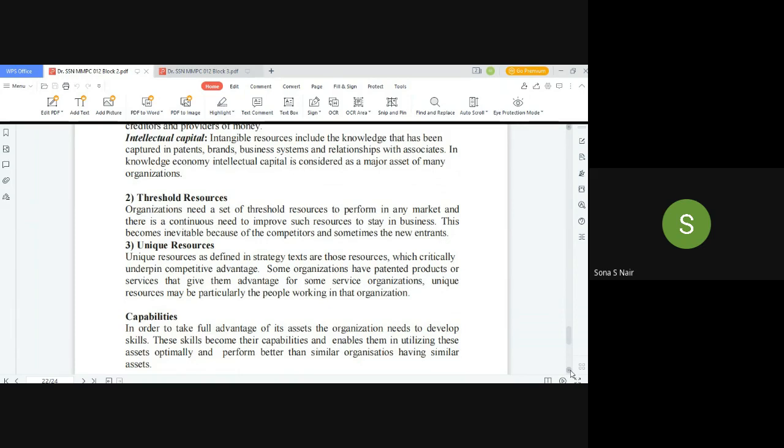When we come to the discussion of all these topics, all these components, we'll take an example and then we'll see exactly what we mean by this. So unique resources is something which might be patented products. We might have an advantage as far as raw material is concerned. Maybe we are sourcing our own raw material, making our own raw material. That's also possible, right? It can also be people who are with us, and the competitors do not have these unique resources.